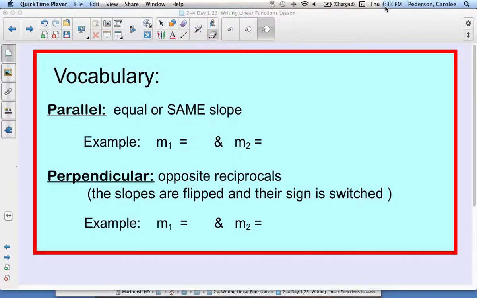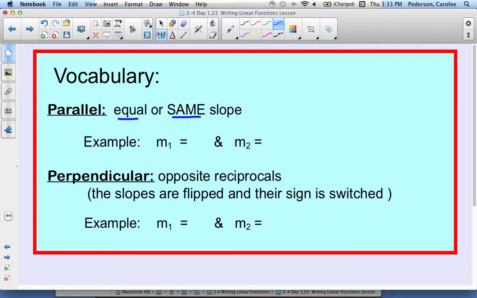Here's a couple vocabulary words on parallel and perpendicular lines. To have parallel lines, you must have lines that have equal or the same slope. So if I construct a line that looks like this, for it to be parallel, it would not intersect that line. So if I say this slope is 2, then the other slope, the blue line, must also be 2. Another example would be 1/2. If the slope of the line is 1/2, then the other line that is parallel to it must also be 1/2.